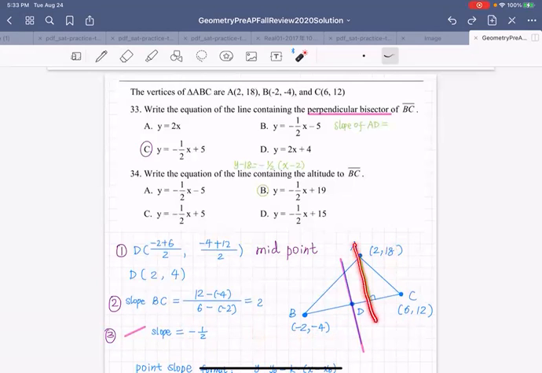Yes. The difference between 33 and 34 is, in 33 you have this slope, but you pass this point. 34 is you have the same slope as the pink line because this is also perpendicular to BC. Same slope as the pink one, but passing the new point A. Does this make sense to you now?